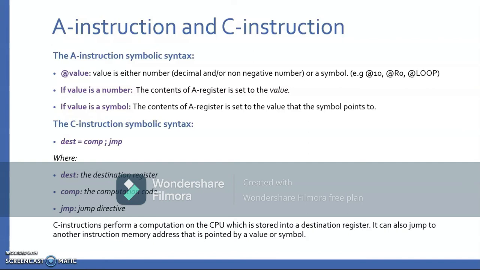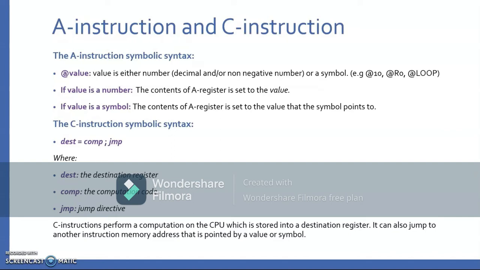If the value of the A instruction is a symbol, then the instruction will set the contents of the A register to the value that the symbol points to. And this value will not be the actual value in that memory register. On the other hand, the C instruction has a symbolic syntax of dest=comp;jump. This instruction performs the computation on the CPU, which is stored into a destination register or a memory location.